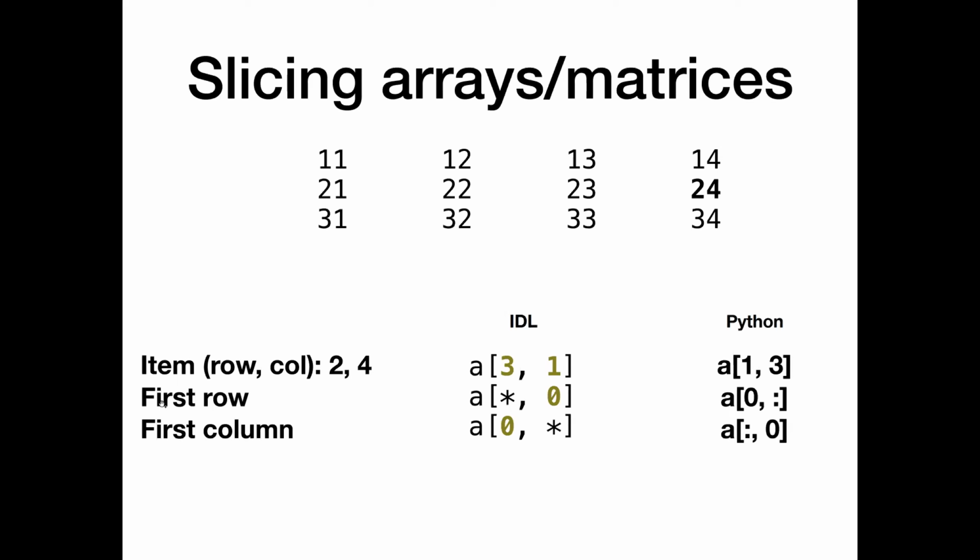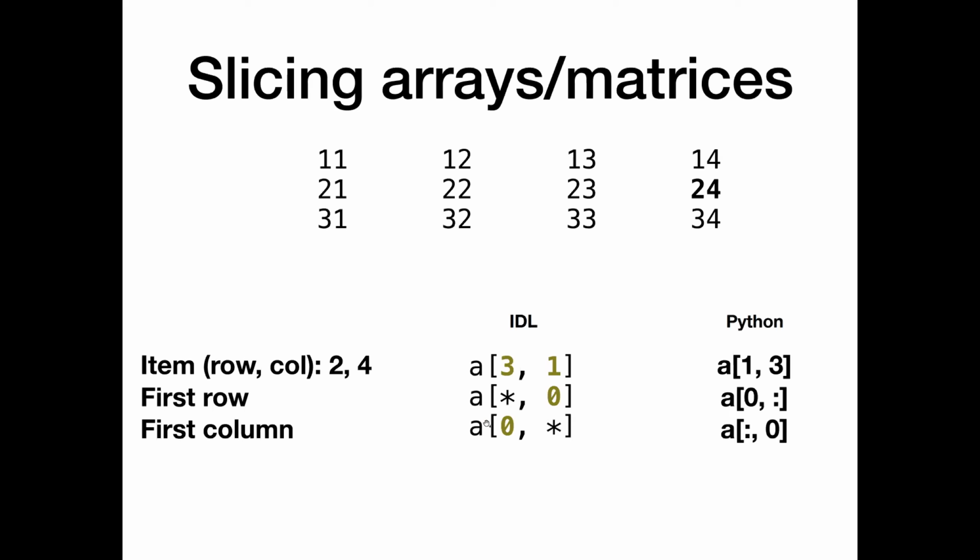And if you want to print the first row, since they're flipped, in IDL you do the star in the first, and then just give it a 0, and that would print that first row. And in Python, it's 0 and then colon, and that prints the exact same thing. So I usually just think of them as being the opposite, flipped.